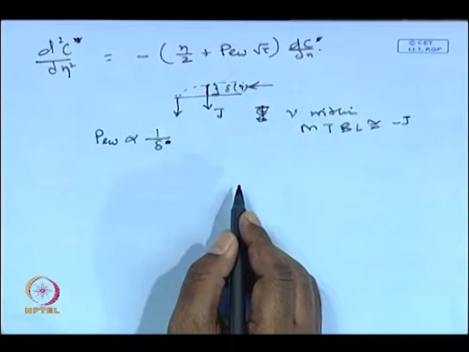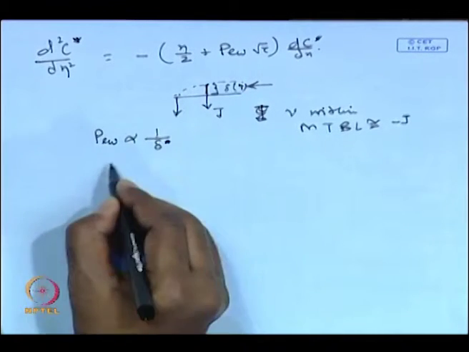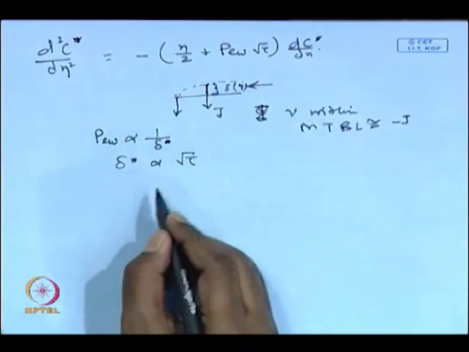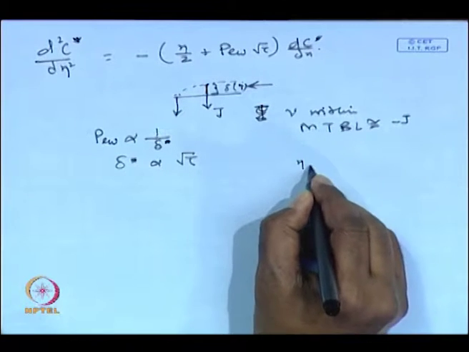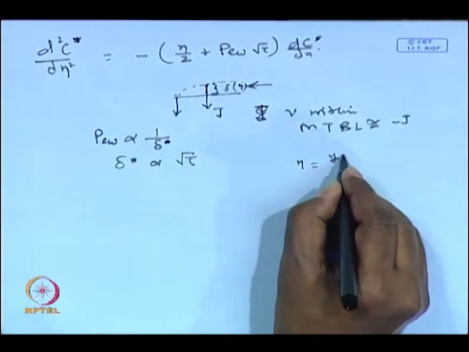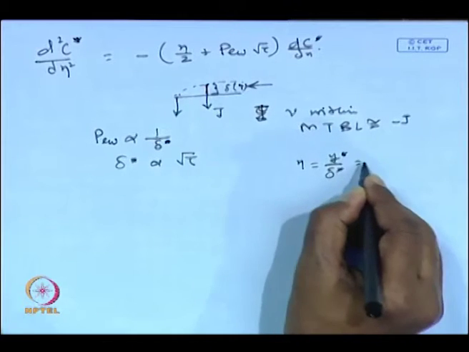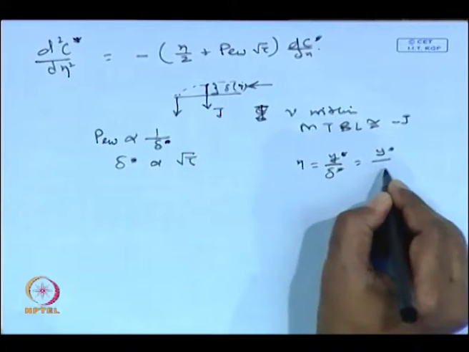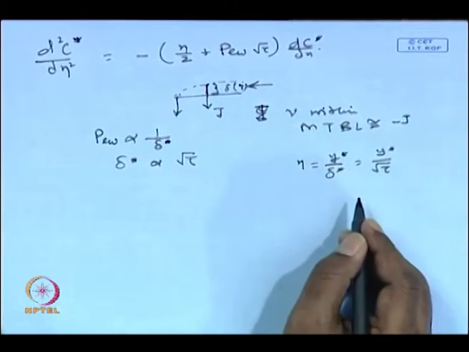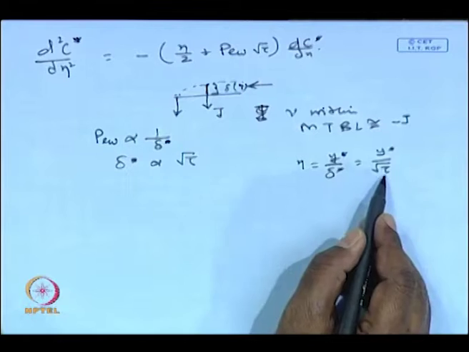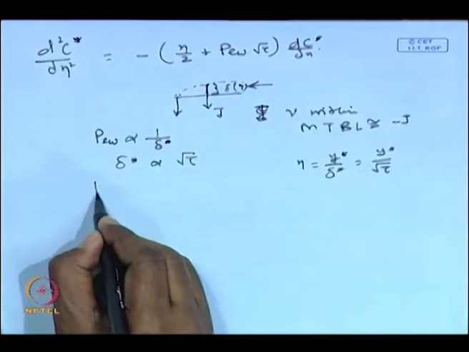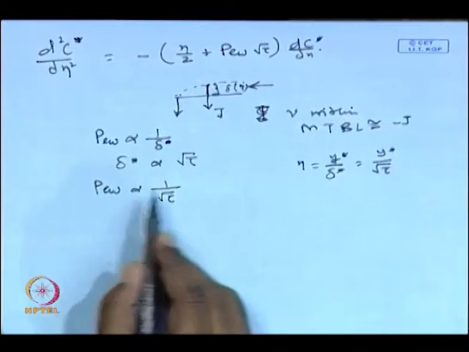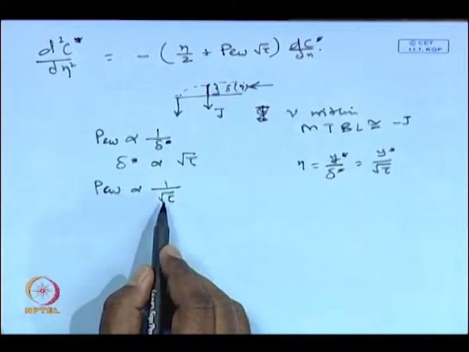Okay. And δ* is directly proportional to √τ, that we have already seen, because if you look into the definition of η, η is nothing but y* by δ*, and δ* is proportional to τ to the power half. So, δ* is directly proportional to √τ, and therefore, Pw will be inversely proportional to √τ. That means, Pw times √τ is a constant.